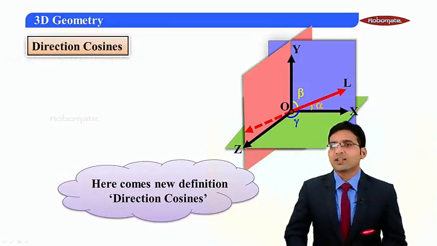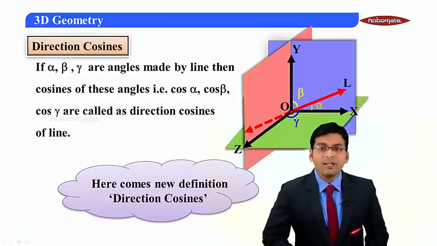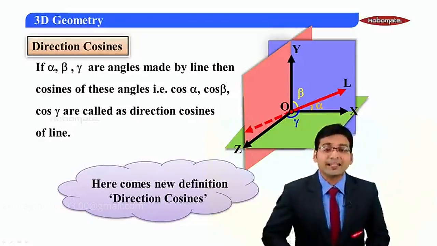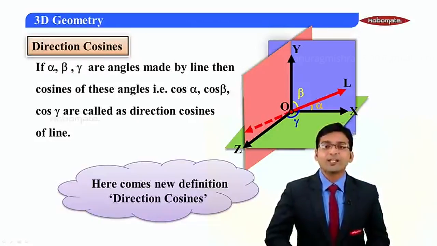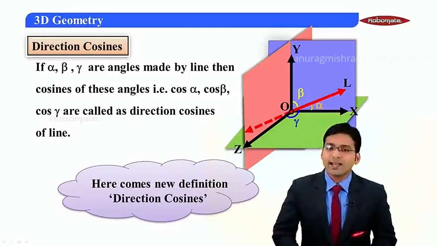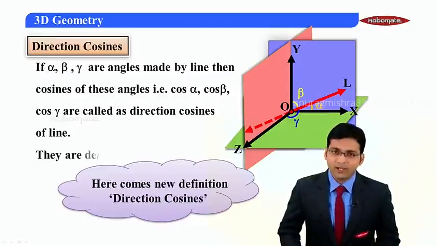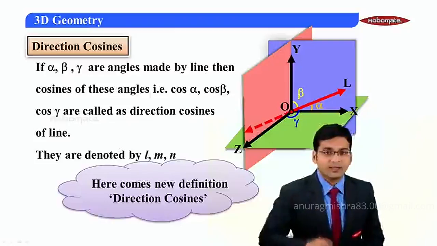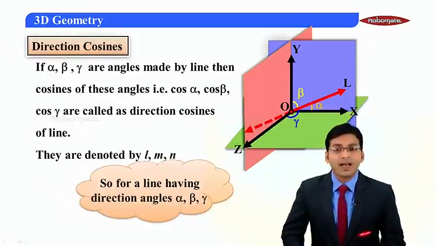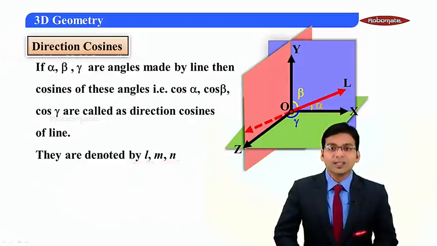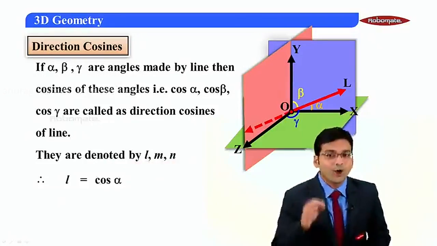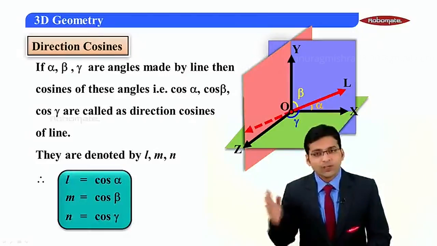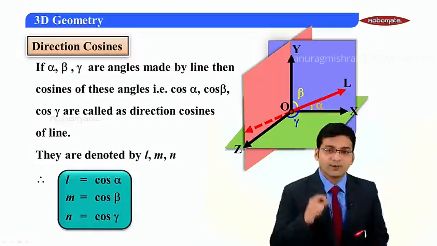So let us see what direction cosines are. If alpha, beta, gamma are angles made by a line, then the cosines of these angles, that is cos alpha, cos beta and cos gamma, are called direction cosines of that line. These values are denoted by L, M, N. So if alpha, beta, gamma are direction angles, then L is cos alpha, M is cos beta and N is cos gamma. Here we see the definition of direction cosines.